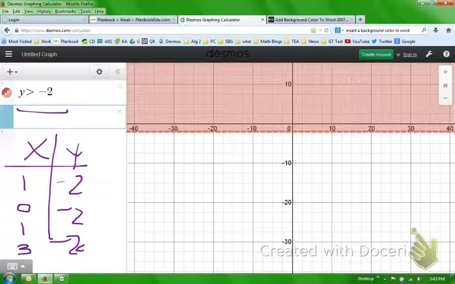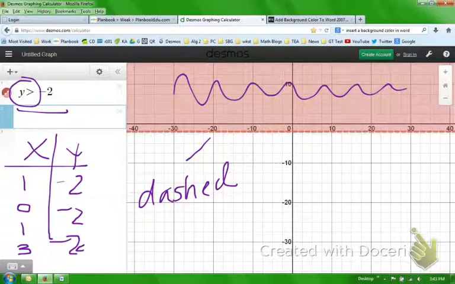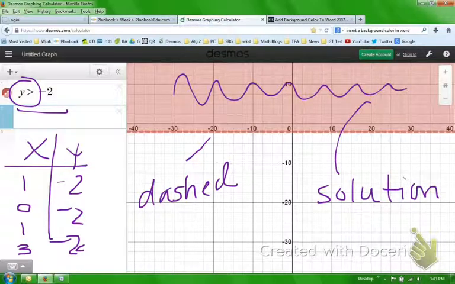Now, it is greater than, which means no bar underneath. Notice this is a dashed line, so that line is not included in my answer set, and it says y is greater than this value. So greater than this line is this section up here. So any point in this pink section is in your solution. So instead of having a point as a solution, you now have a set.